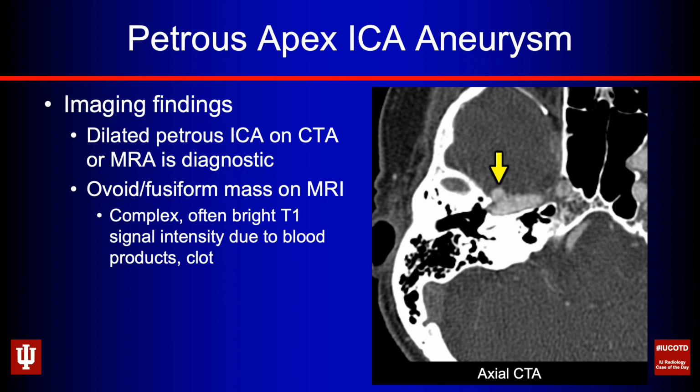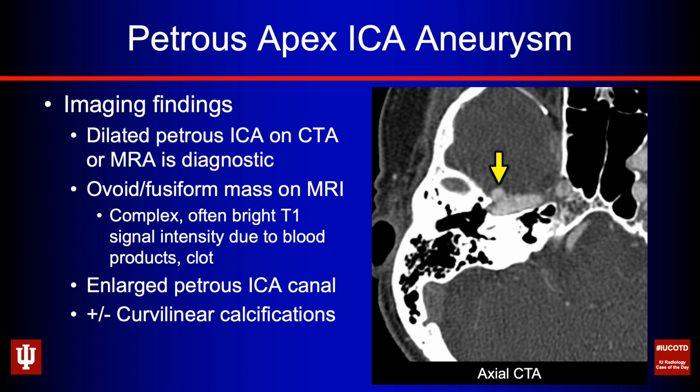Oftentimes, you'll see areas of bright T1 signal due to blood products within the wall or the fake wall of this thing. You may also see heterogeneity and increased T1 signal intensity if there's clot within it as well. Look at the bone findings. I think that can be helpful. You want to look at the petrous ICA canal, and sometimes that's enlarged. You can also, in chronic aneurysms or even pseudoaneurysms, get some curvilinear calcifications within the wall. I'd say that's for sure in a minority, but you can see those, and that can be a helpful tip-off as well.